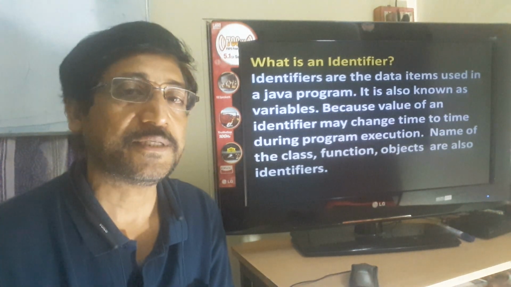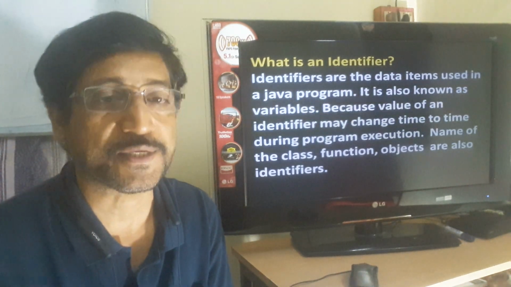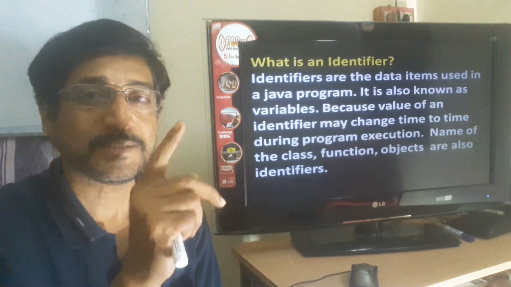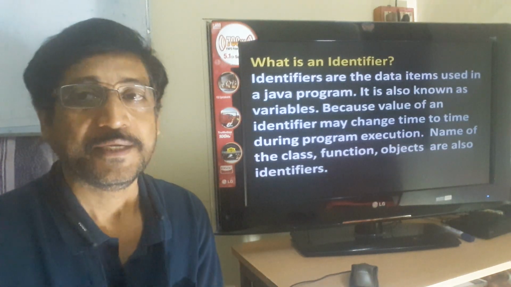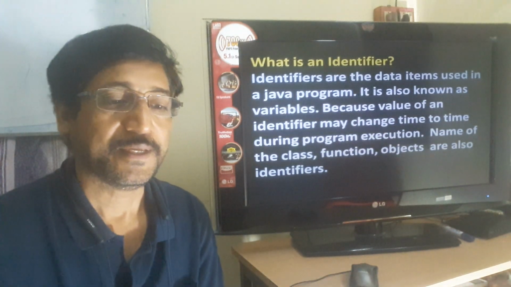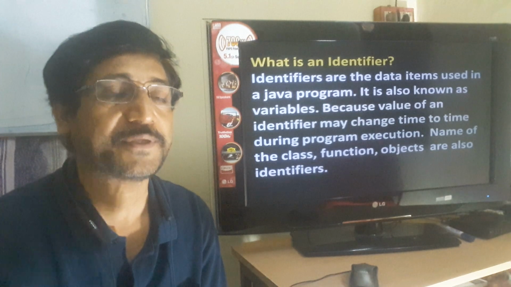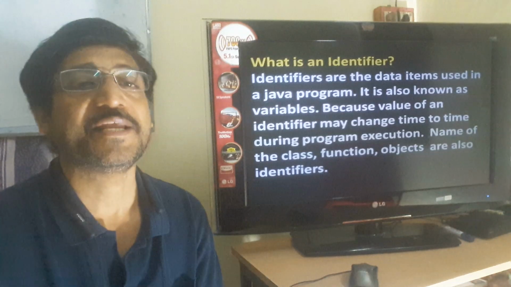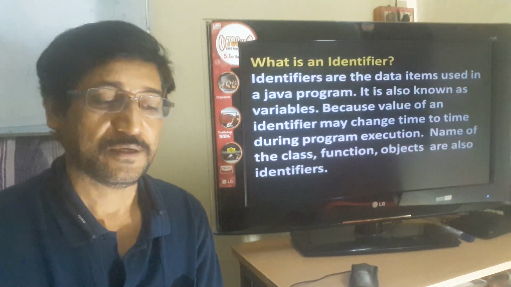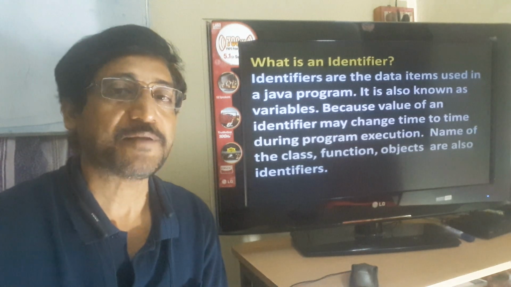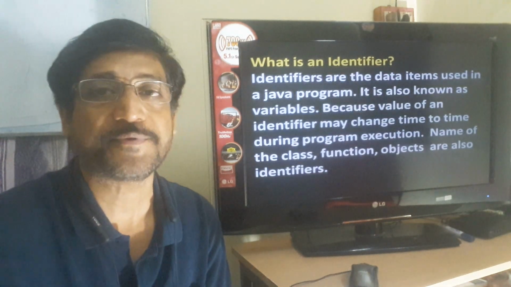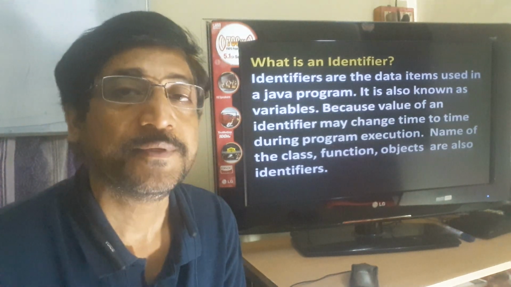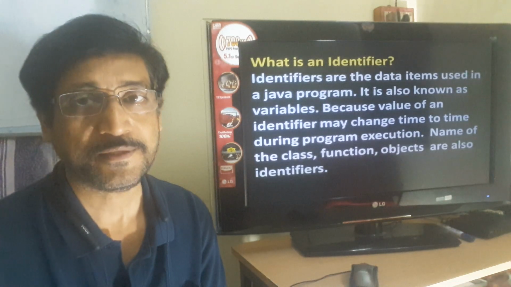Usually the data items are stored in different memory locations. The memory location or cell has 2 values: the L value and the R value. The L value is the base address, which is referred to by the computer, and the R value, that is the variable, is referred to by the programmer. So this name, or the R value, is known as the variable. The content of the memory can be changed from time to time, so that's why it is a variable, because the value of the variable can be changed during program execution.